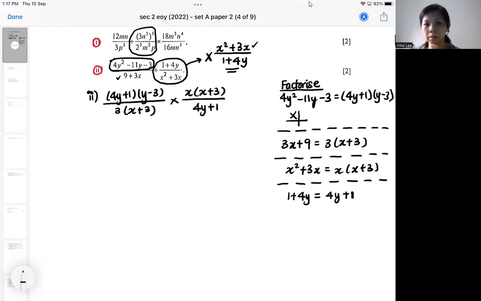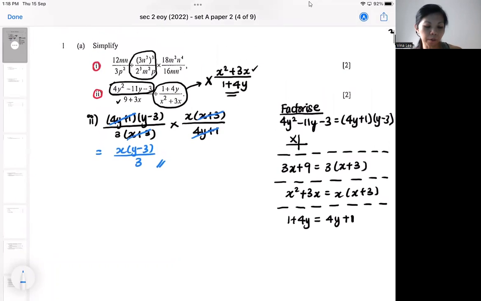After you manage to factorize, you check for common bracket that you can go for cancellation. For example, 4y plus 1 can be cancelled. You cancel in a bracket format. X plus 3 also can be cancelled. After that, whatever left, it doesn't seem that I can cancel anymore. When you can't cancel anymore, you do the numerator times numerator. So if I do the numerator times numerator, this is what I got. In the denominator, I only have a 3. So the working is not long, but you've got to be factorizing very carefully first.